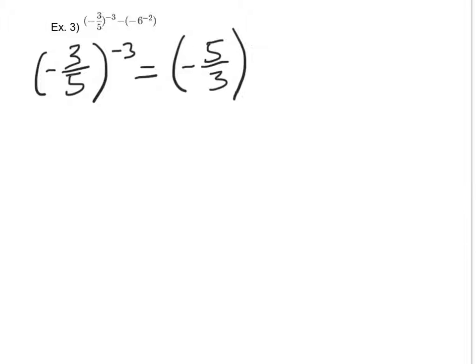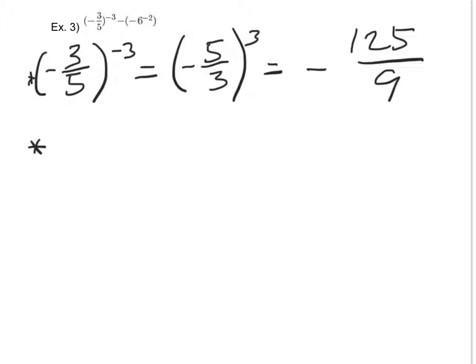So if we have, we're going to do this in black. So minus 3/5 to the minus 3. So that is equal to minus 5/3 to the 3. Okay? So it's minus 5 over 3 times minus 5 over 3 times minus 5 over 3. So do that out. You're going to get minus 125 over 9. So that's the first part.